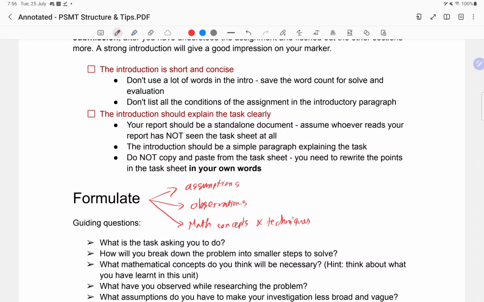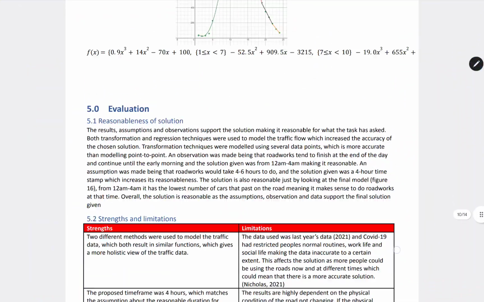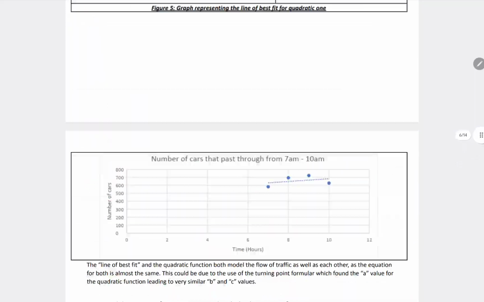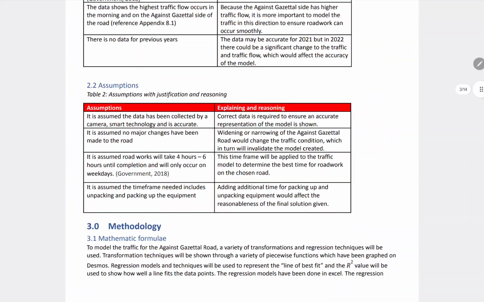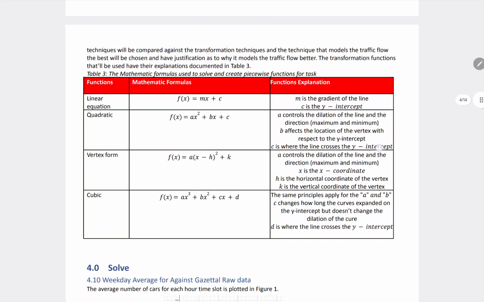Why don't you explain why we use the concepts? Yes, of course, but you only need to briefly introduce it. You don't need to go into too much detail. And when you're introducing the concepts, I'll show you. Is the math concept the method? Yes, that's the method, not the solve. So you see, linear equation, function explanation, m is the gradient, c is the y-intercept. That's it.